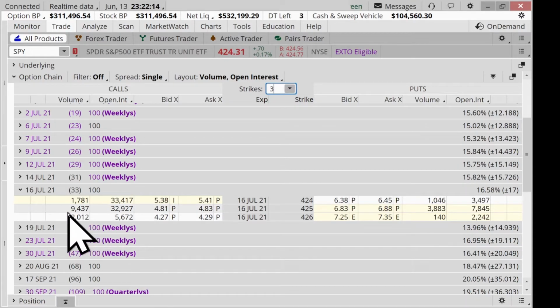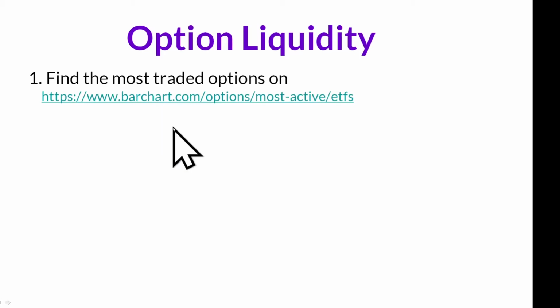We can see the volume and the open interest of the strike 425 is much higher than the numbers below, which is for 426. It means that although these two strikes have the same bid-ask spread, just 2 cents between these two and 2 cents between these two, the first one is easier to fill and easier to get a better price. When we need to find the liquid options, we can check this website.